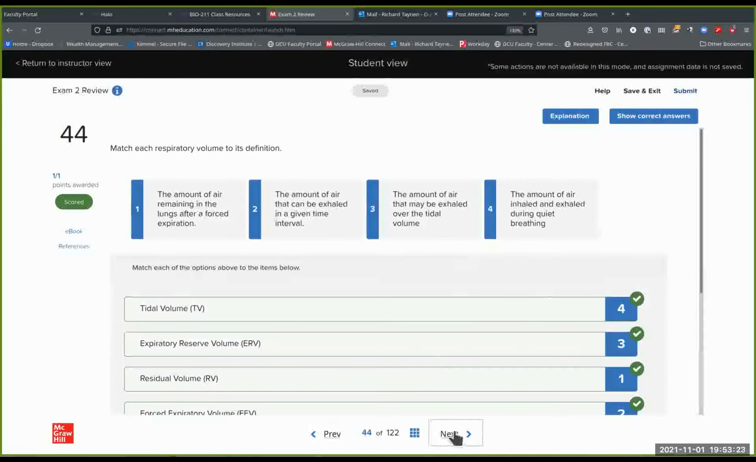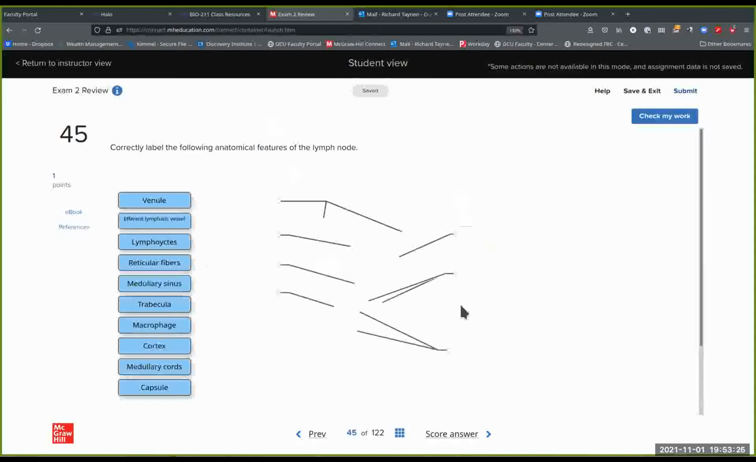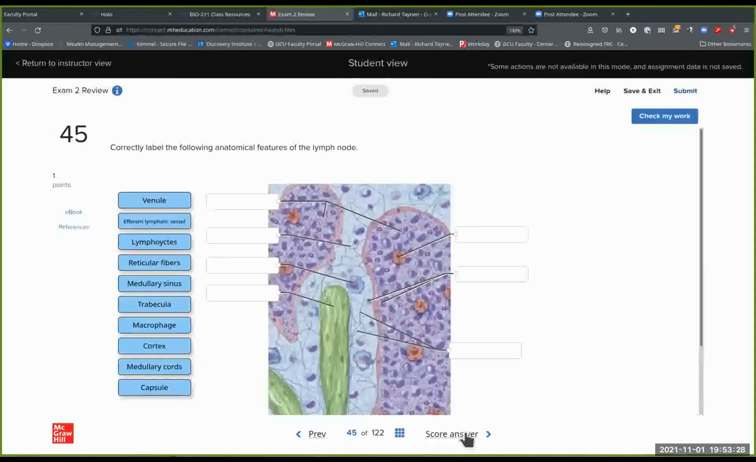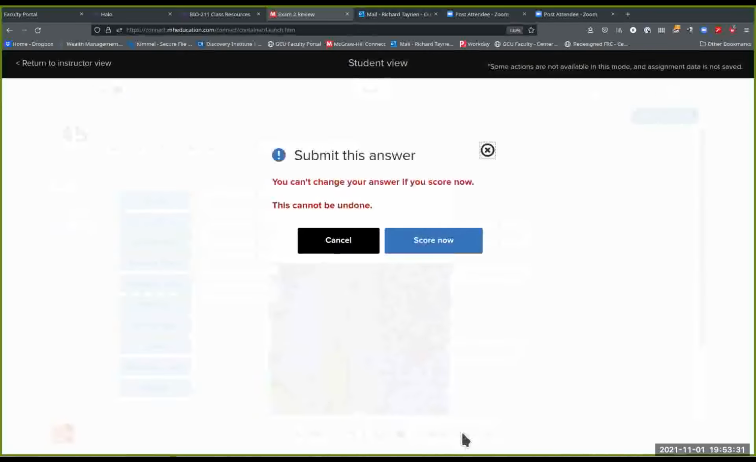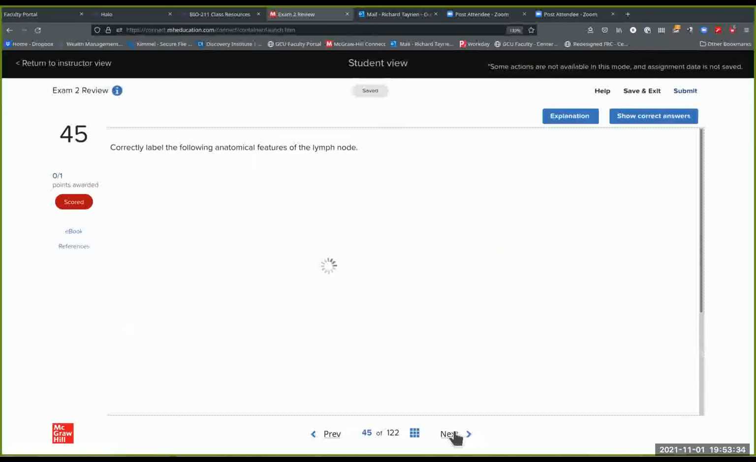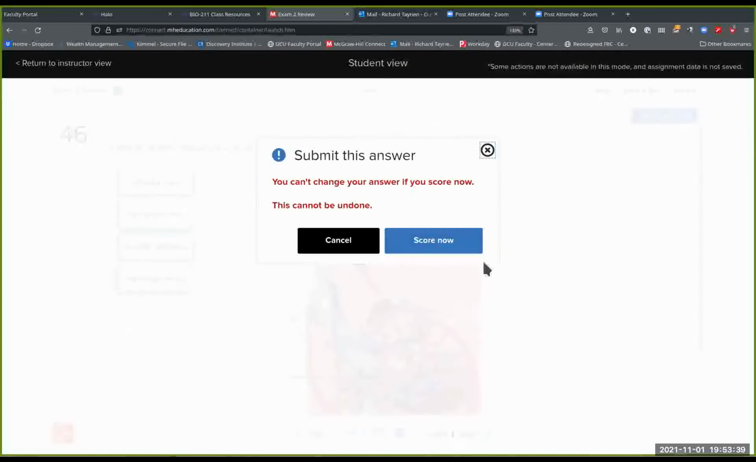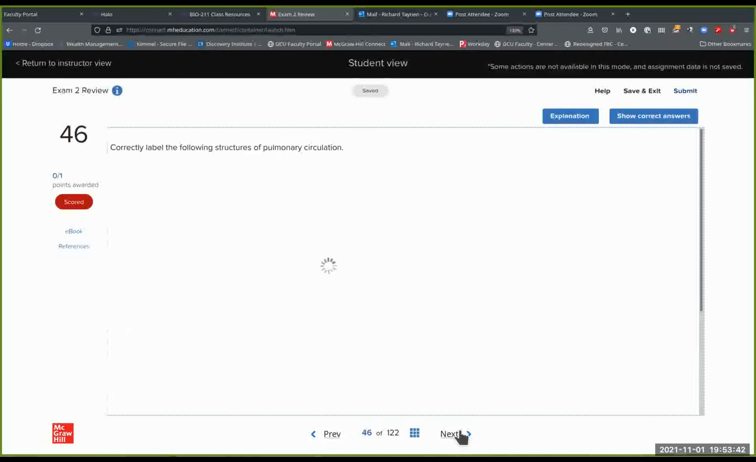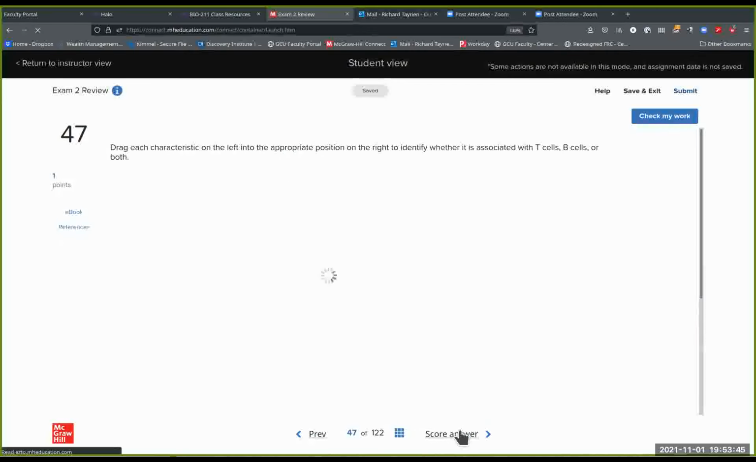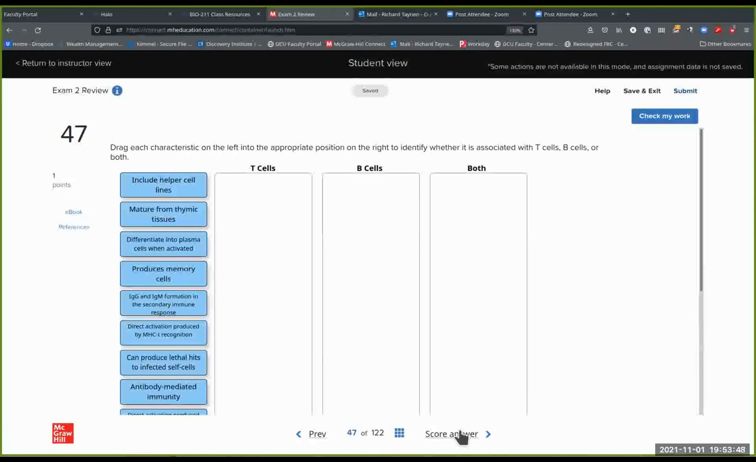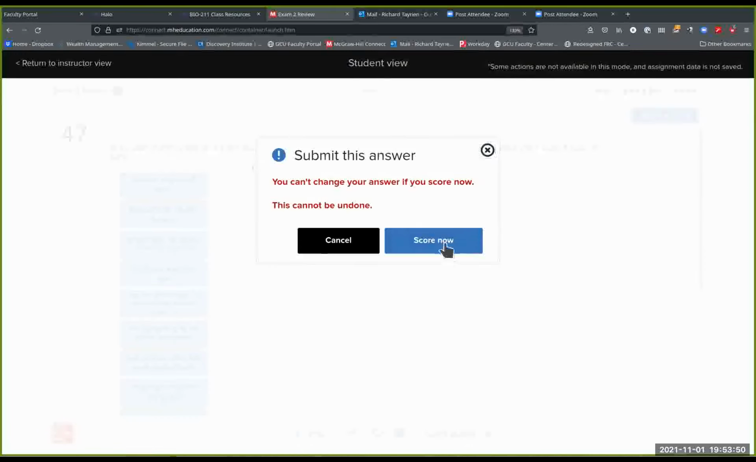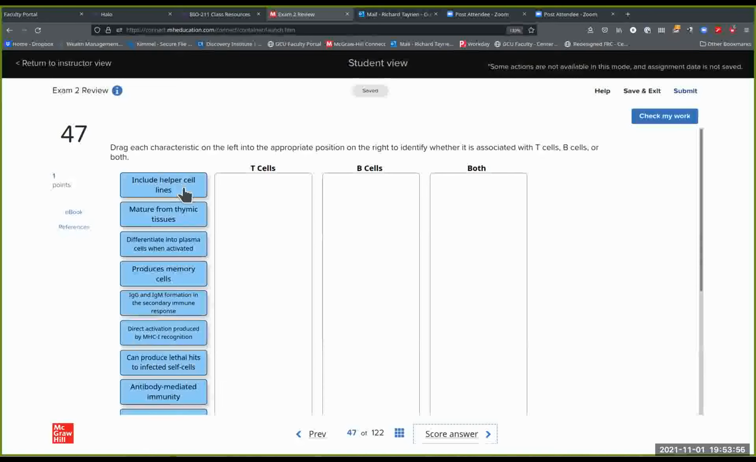Sorry about that. And this keeps challenging us with the lymph node. And we've done this one. B cells, T cells, I think. Well, we can, yeah, let's go through this quickly because that might help.